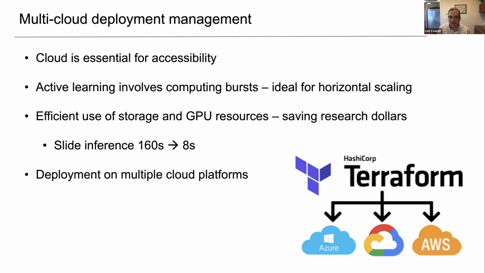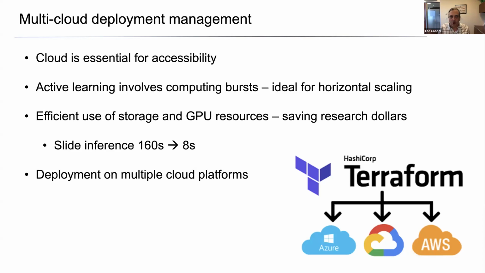Part of this software effort is enabling multi-cloud deployments. As I said, I think cloud is really essential for accessibility. Not everybody has a powerful computer or a cluster, but everybody can access the cloud. Active learning works really well in this environment because you have bursts of computing that you need. If you're going to search for some instance, you're going to apply a model to thousands of slides. You have to scale up your cluster really quickly, and then at the end you want to shut it down really quickly so you don't have to pay for all that computing. So this active learning workflow fits well with a cloud deployment.